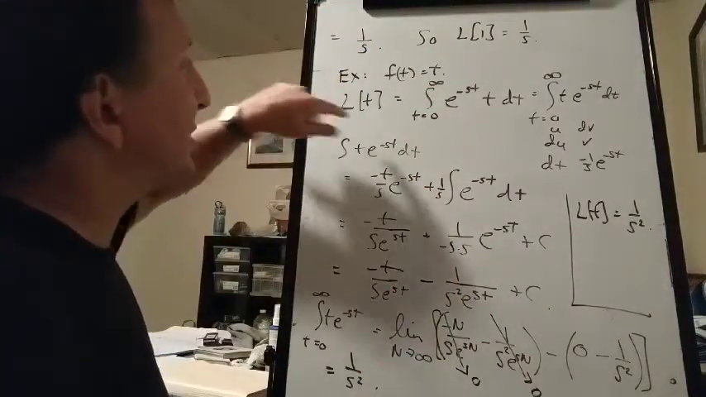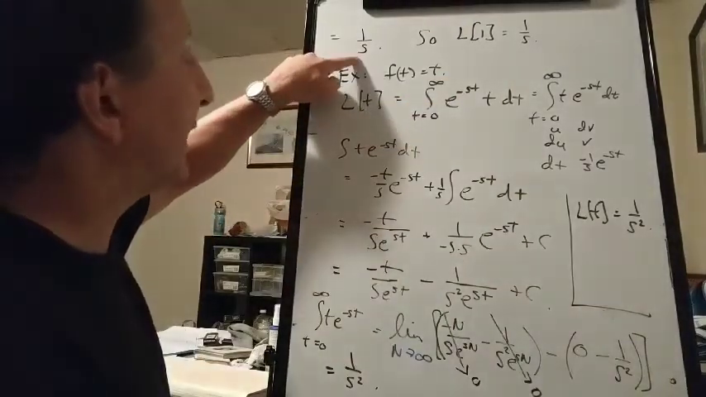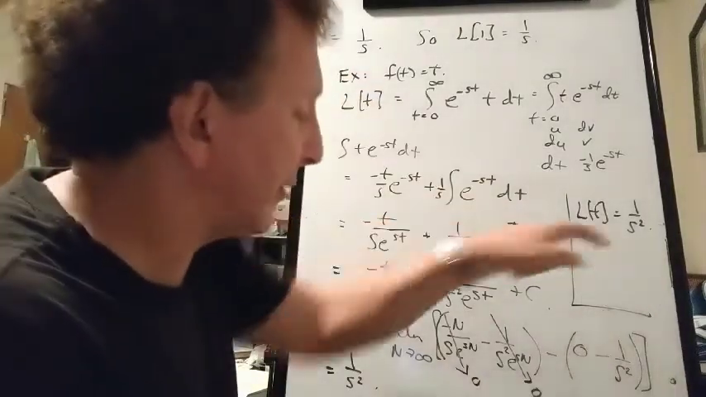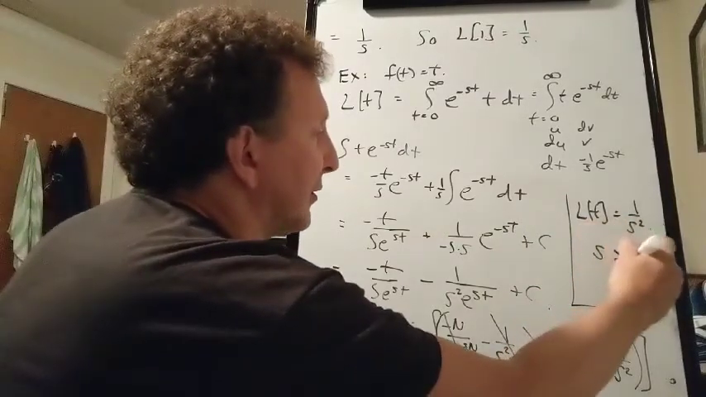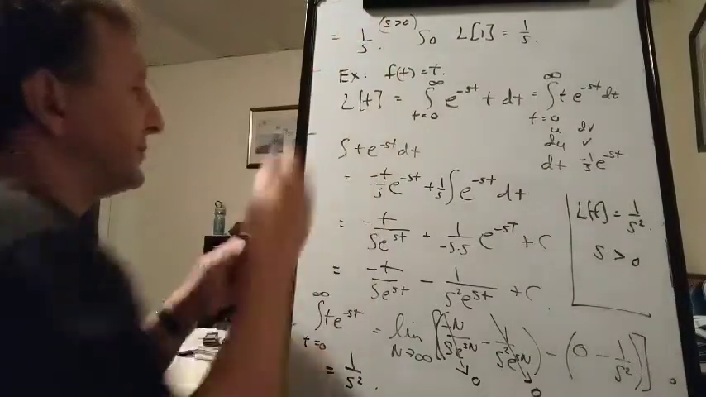Now we're looking at functions on an interval from 0 to infinity. I guess we have to exclude the point s equals 0 here. We have to exclude it there also. So this is really only defined for s greater than 0, and this is defined for s greater than 0.